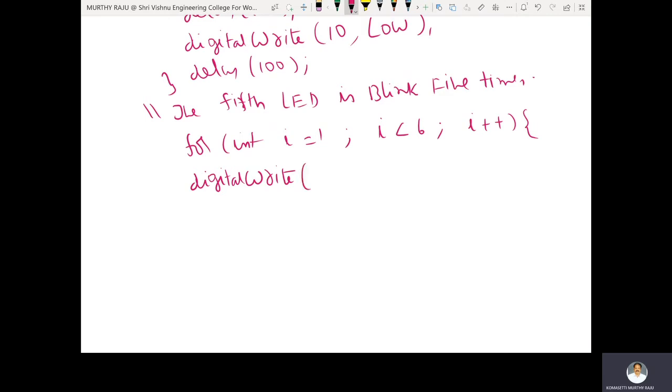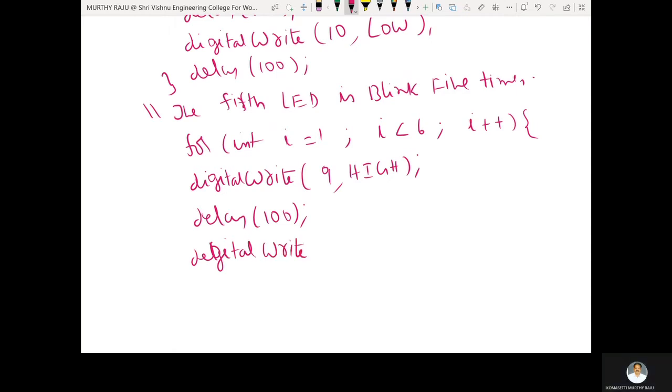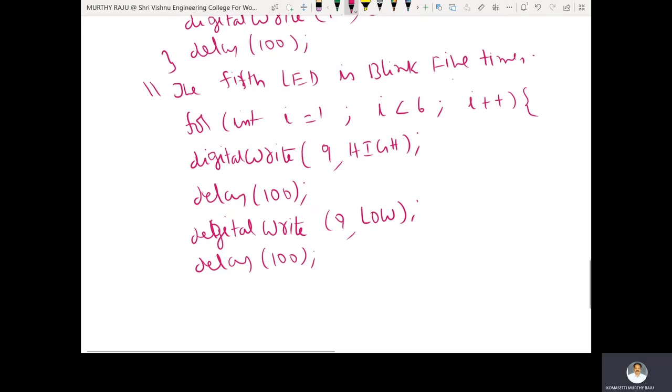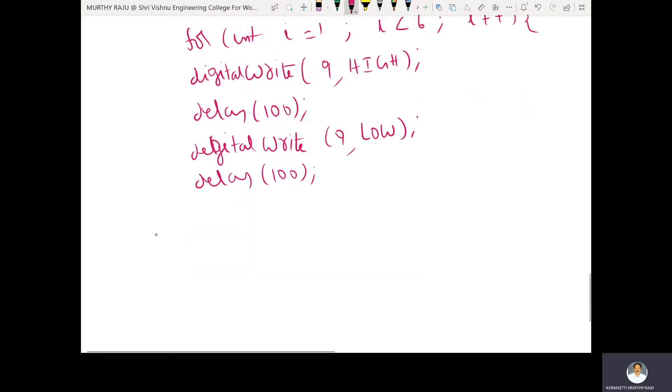Digital write 9th pin, high, delay 100 milliseconds. Digital write 9 low, delay 100 milliseconds. Finally, this bracket is closed, curly bracket, and one more bracket is used to close the entire program.